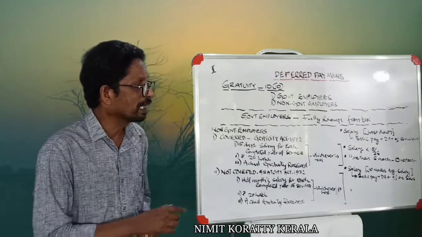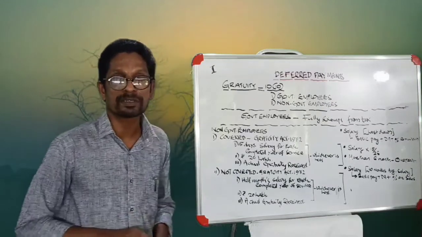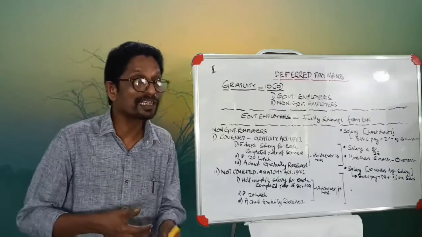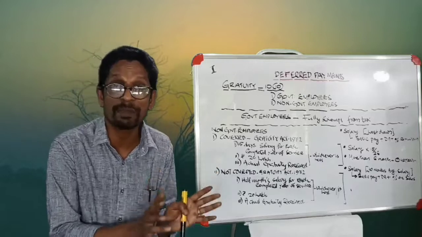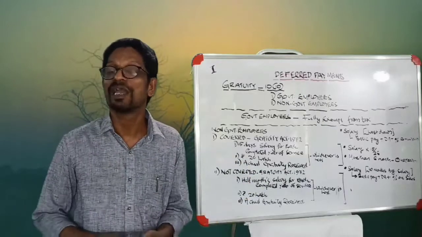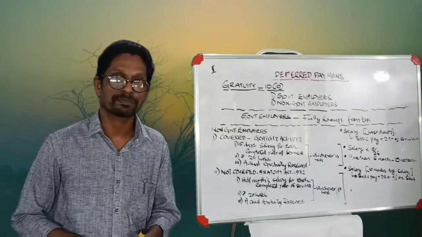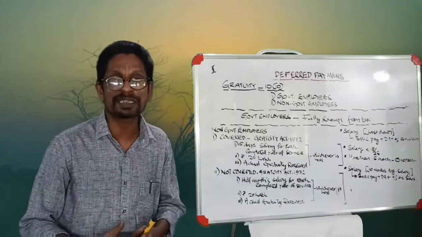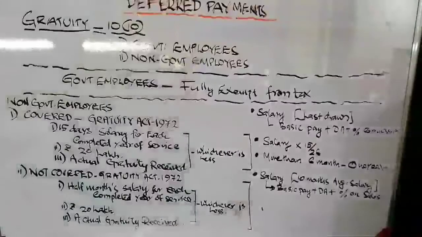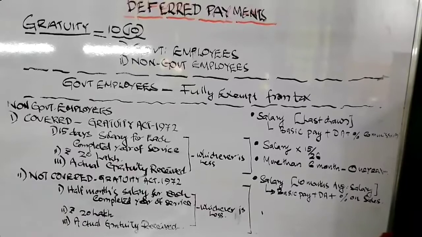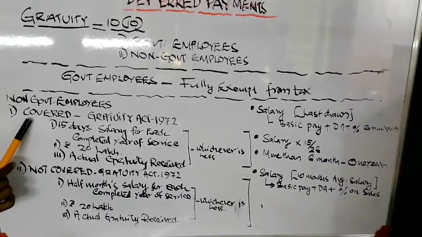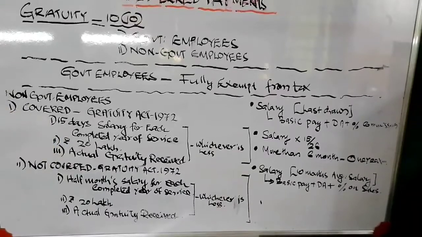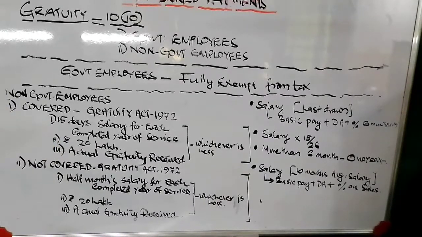And here the non-government employees can be classified into two divisions on the basis of the act we mentioned now, that means the Payment of Gratuity Act. On the basis of this act, these non-government employees can be classified into two divisions. That means the employees who are covered by the Payment of Gratuity Act 1972.